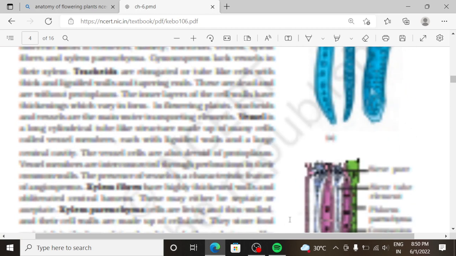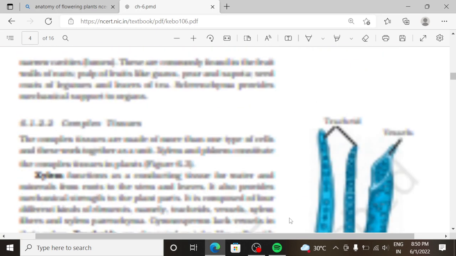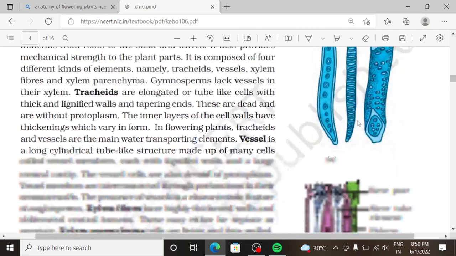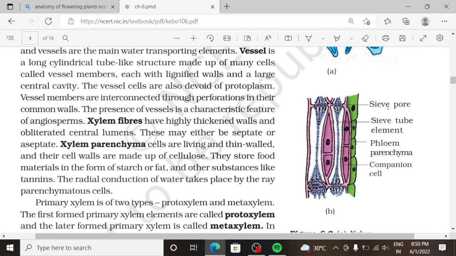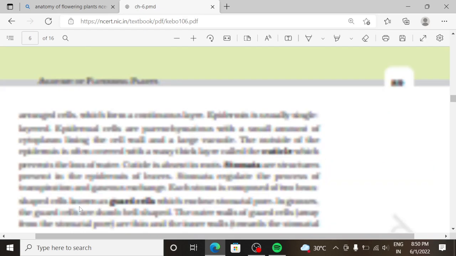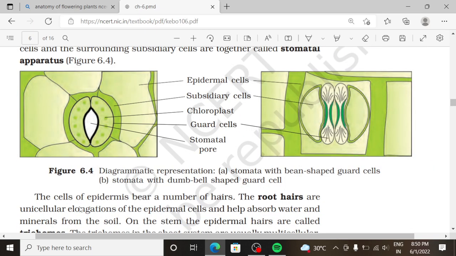The next diagram is of the xylem and phloem. This A diagram is of the xylem. It has tracheids and vessels, and the phloem has sieve tube element, phloem parenchyma, companion cells. The next diagram is of the stomata with bean shaped guard cells and stomata with dumbbell shaped guard cells.